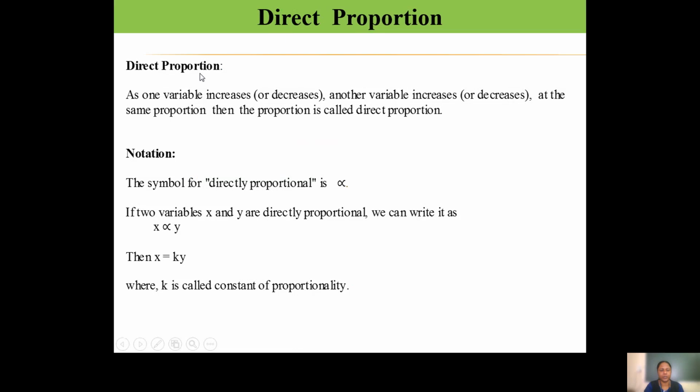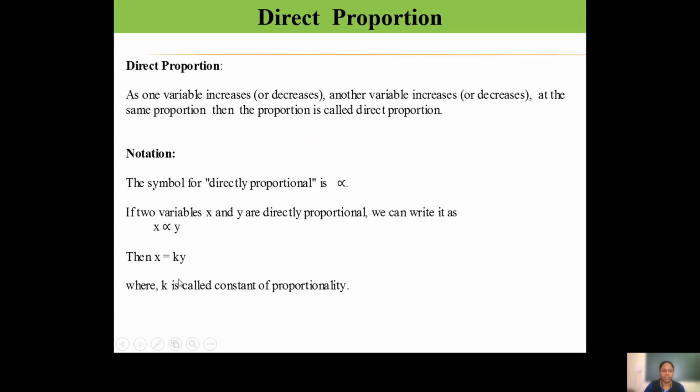Next, we see the definition of direct proportion. As one variable increases or decreases, the other variable increases or decreases in the same proportion. Then the proportion is called direct proportion. The symbol for direct proportion is alpha. The notation is: if the variables x and y are directly proportional, then we can write x is directly proportional to y.